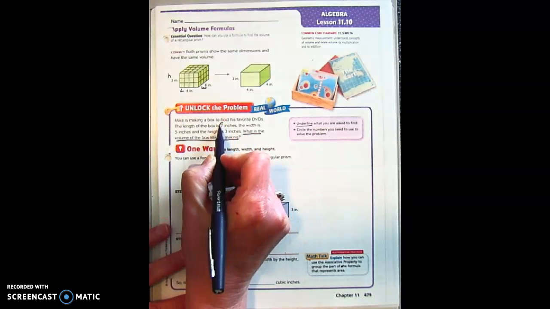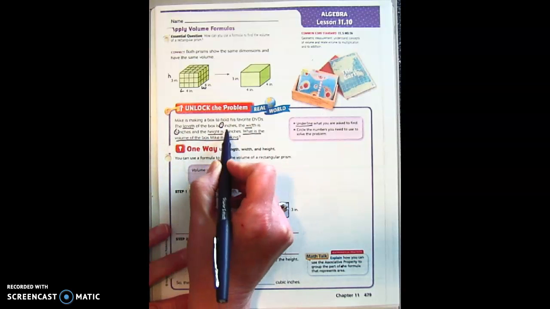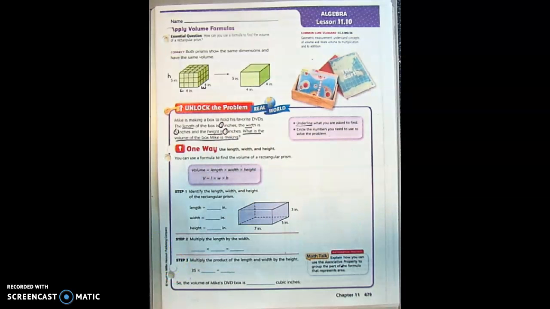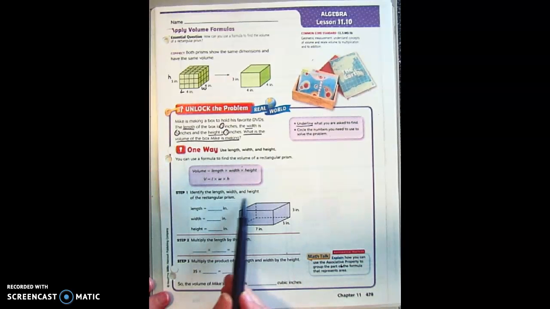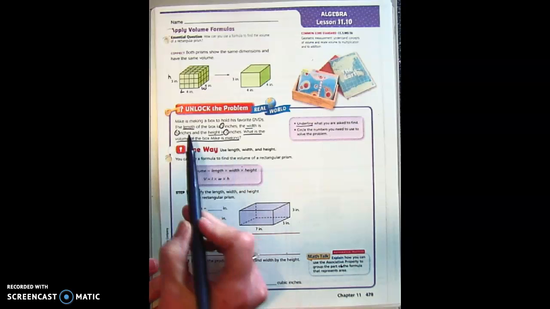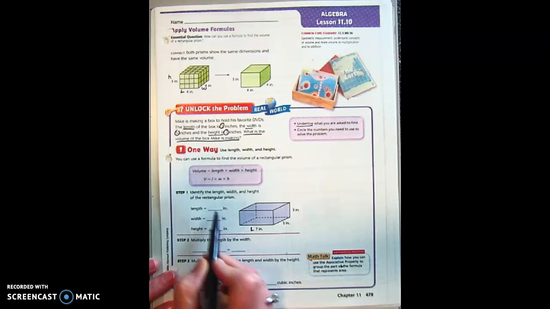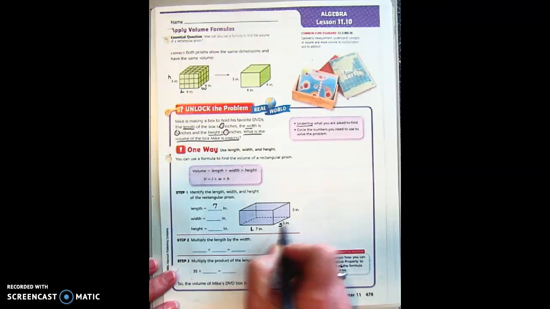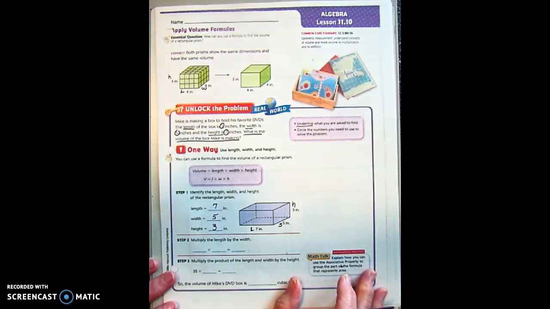And we need the length, the width, and the height. Okay, so it says identify the length, width, and height. So remember in our problem, the length was 7, the width was 5, and the height was 3. So we're going to fill that in to our formula.